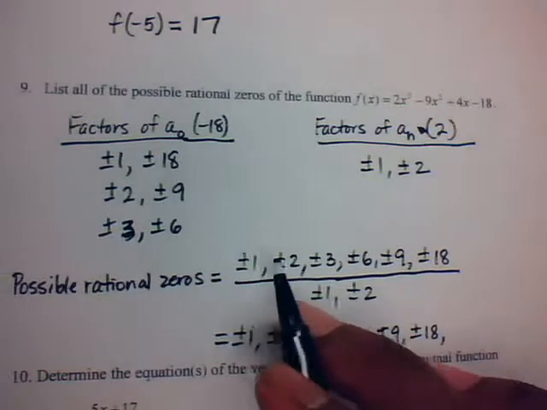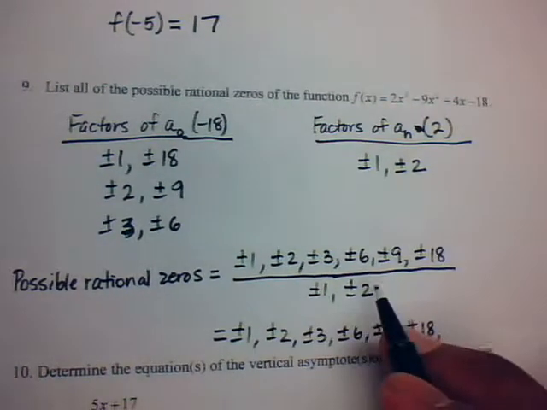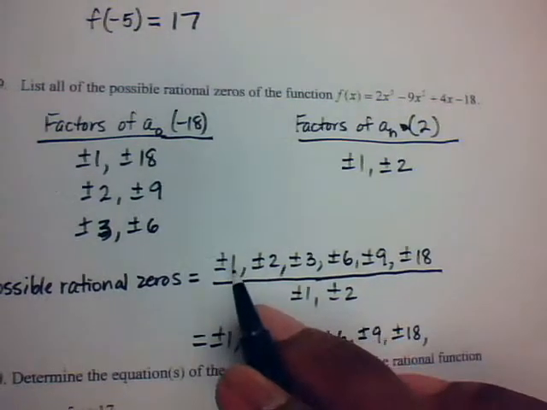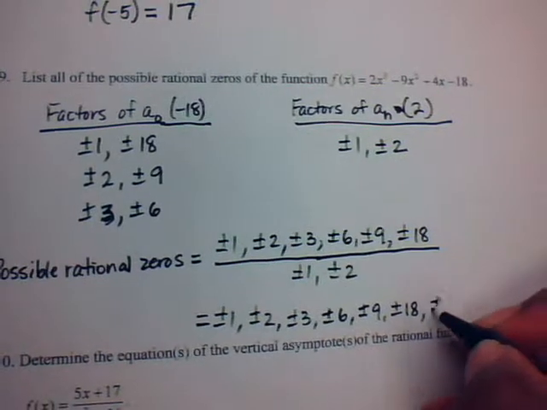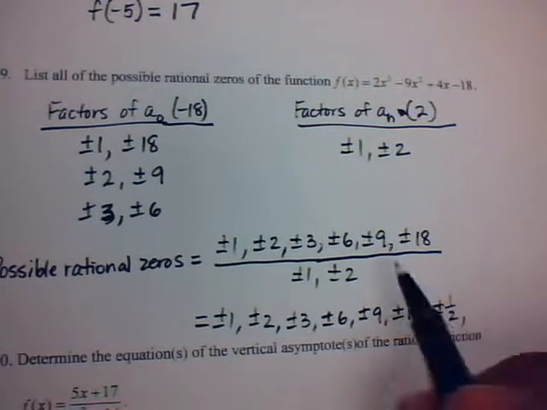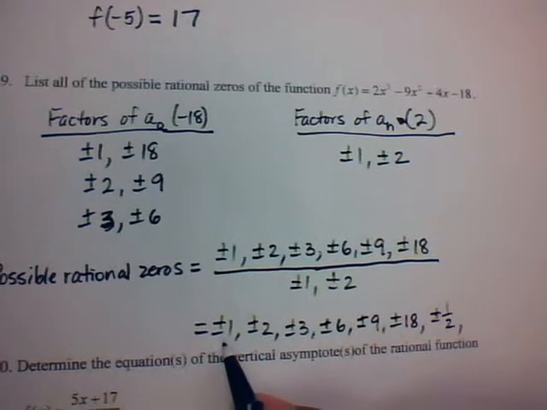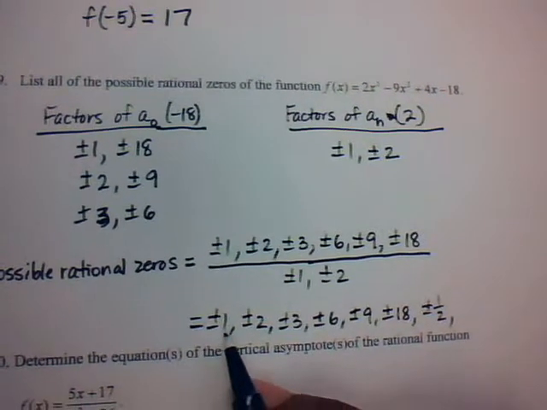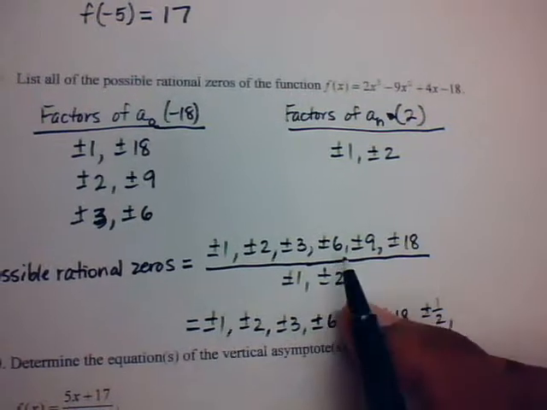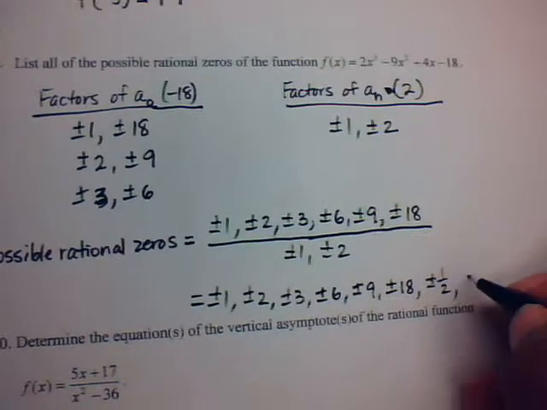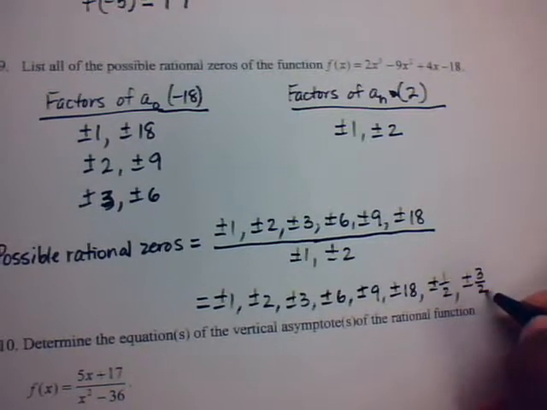Now, we're going to take these same factors in the numerator, and divide each one of those by 2. So now, 1 divided by 2 is plus or minus 1/2. 2 divided by 2 is plus or minus 1, which I already have, so I'm not going to rewrite that again. 3 divided by 2 is plus or minus 3/2.